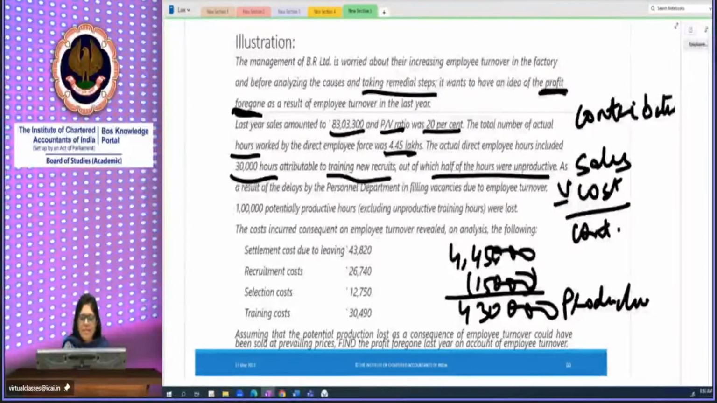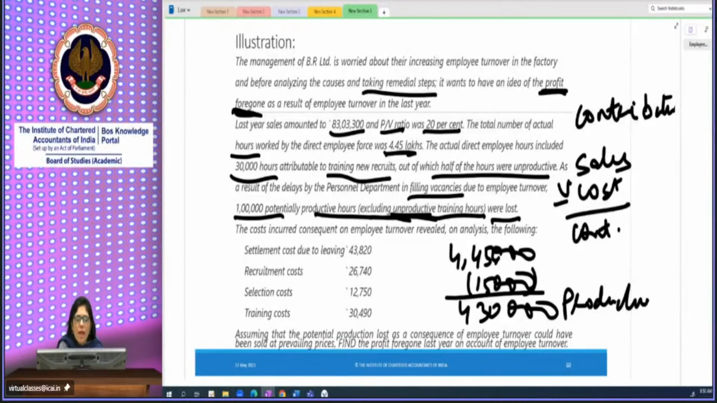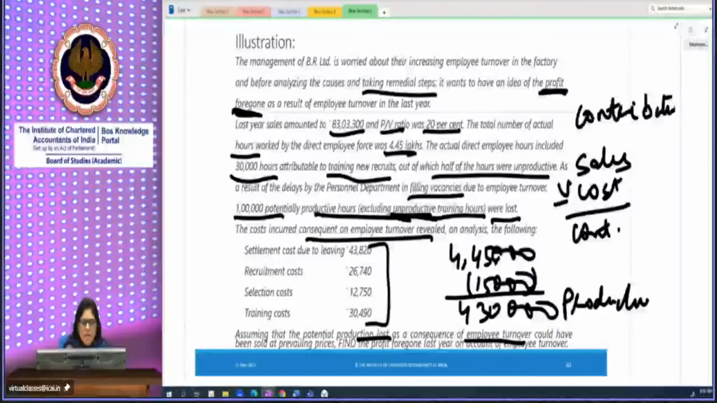As a result of the delays in the personnel department filling vacancies, 1 lakh potential productive hours, excluding unproductive training hours, were lost. All right. So in addition, 1 lakh hours were lost because they delayed the replacement procedure. These are the additional costs due to labor turnover. Assuming that potential production lost as a consequence of this could have been sold at prevailing prices, they are saying, had these hours not been lost, they would have contributed to sales.